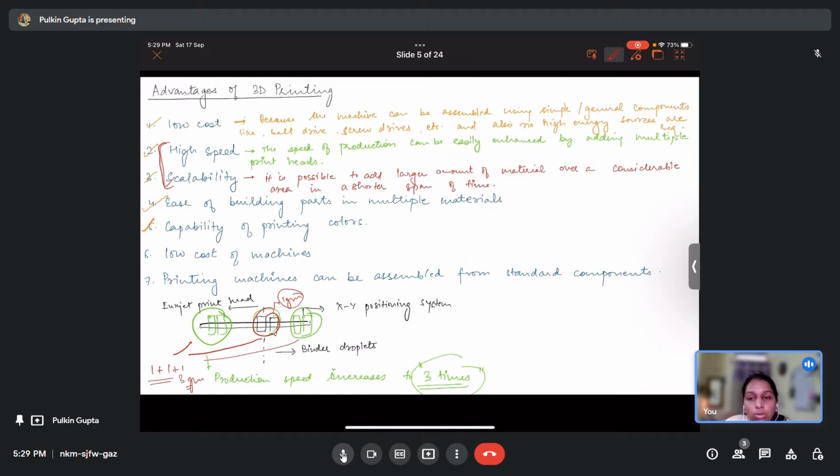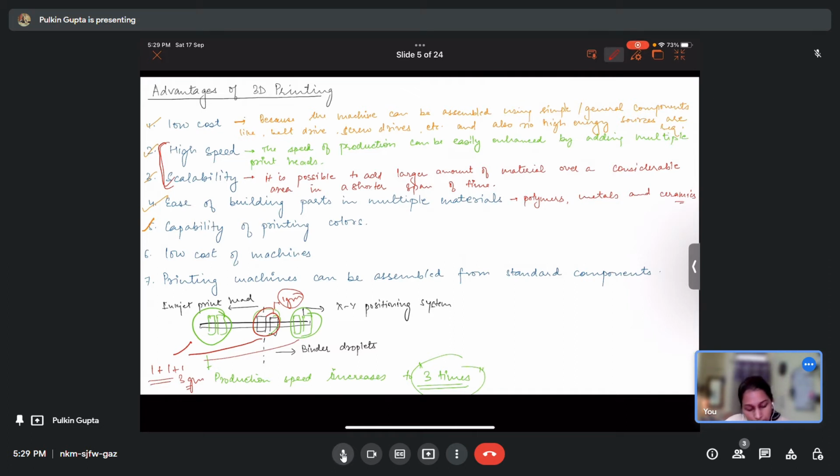Okay, now the fourth advantage is ease of building parts in multiple materials. Okay, so you can use polymers, metals, and ceramics. So this gives us a wide window for the different kinds of materials that can be used for this particular type of printing technique.